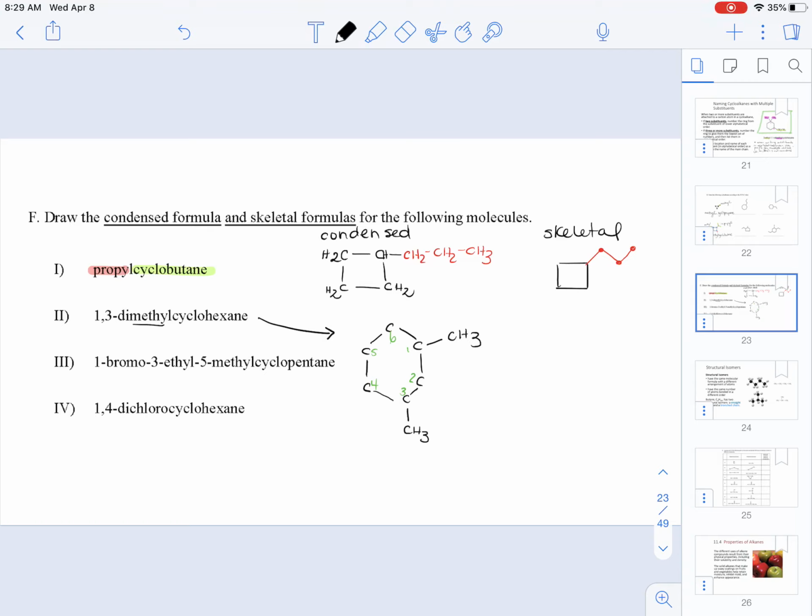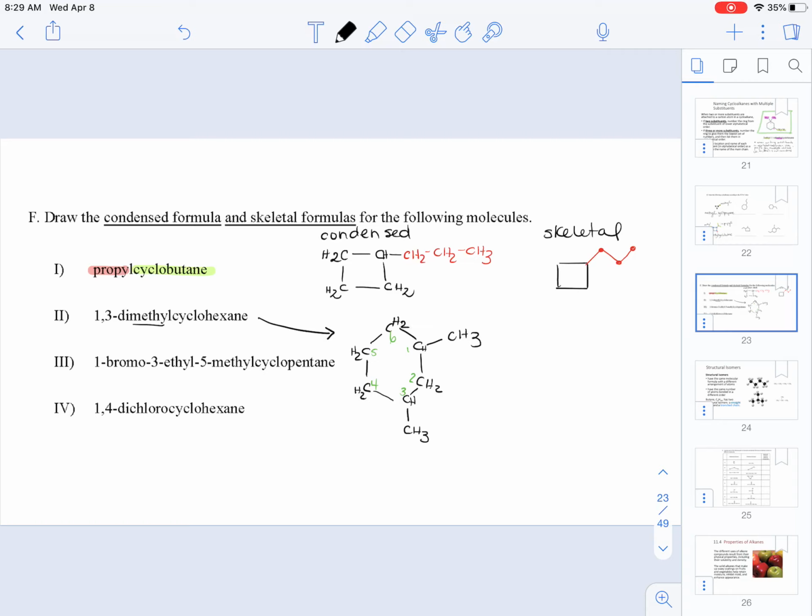So carbon 1 and carbon 3 are attached to 3 atoms, so they are just going to receive 1 hydrogen. Carbon 2, 4, 5, and 6 are attached to 2 atoms, so all of them are going to receive 2 hydrogens in order to complete the octet of the carbon atoms.